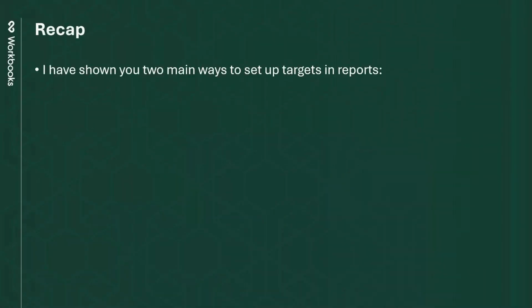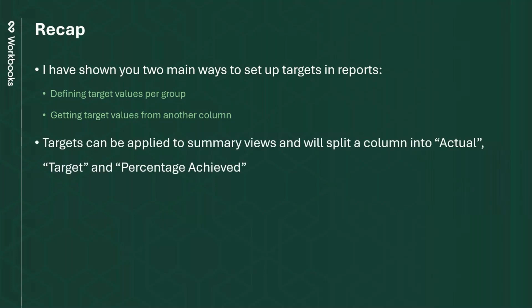To recap, I showed the two main ways to set up targets within Workbooks reports, defining target values per group and getting target values from another column, calculated or defined. Targets can be applied to summary views, and we'll split a column into actual, target, and percentage achieved, and you can also choose to turn on difference.